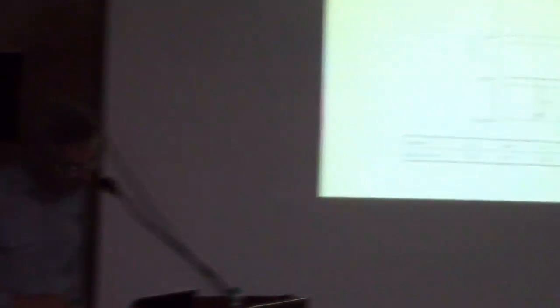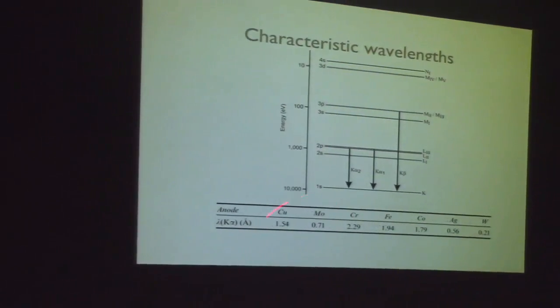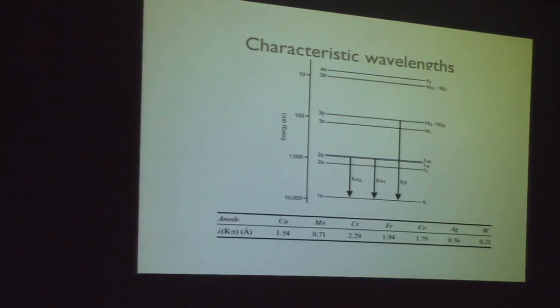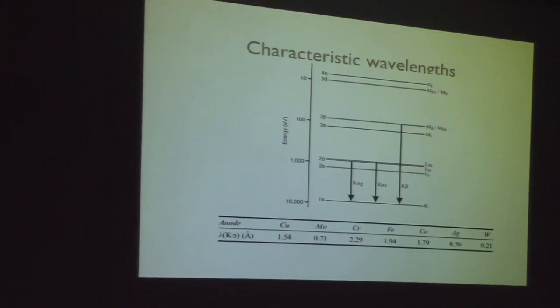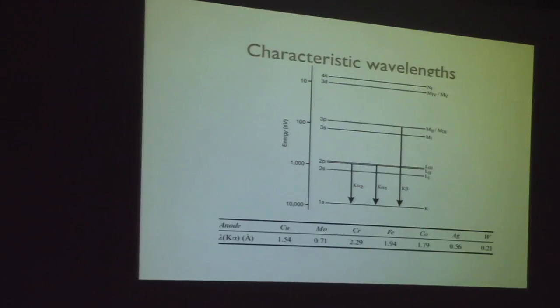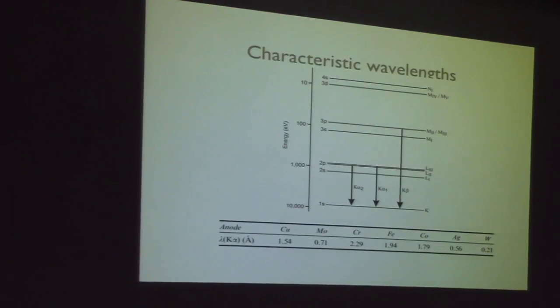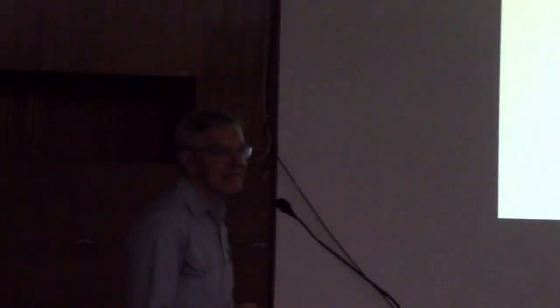And the copper, again, the copper sources you can get very high intensities from, and they last a long time, those tubes. Tubes come in two types, ceramic and glass tubes.